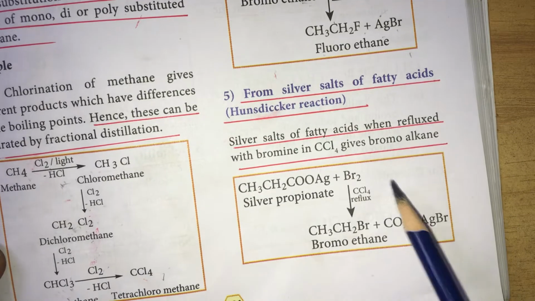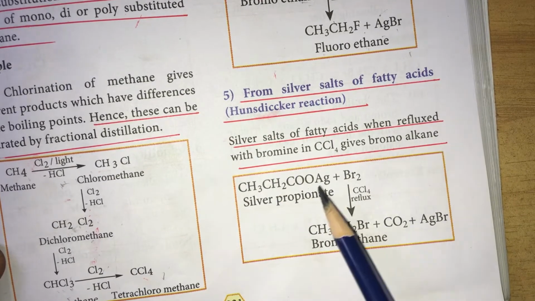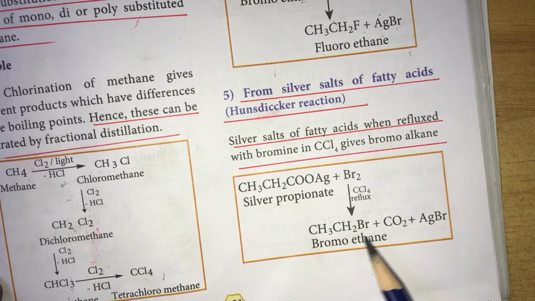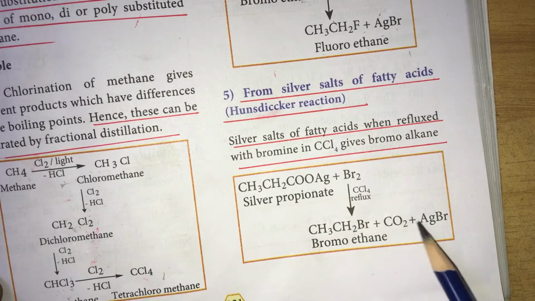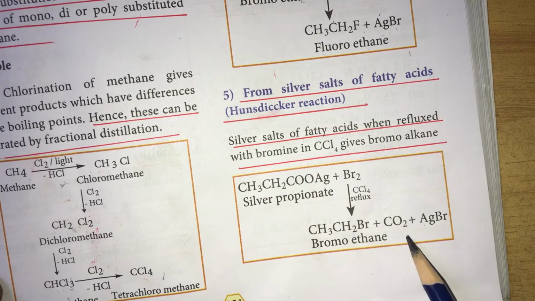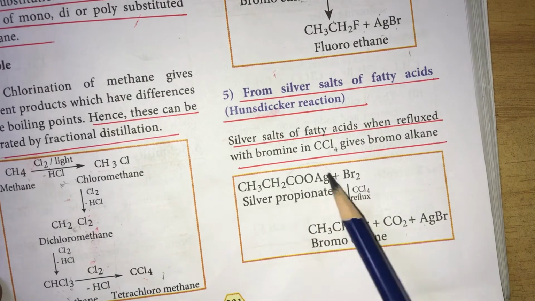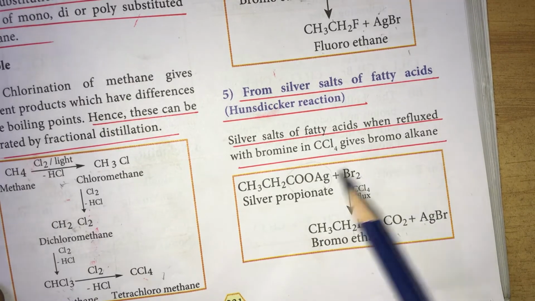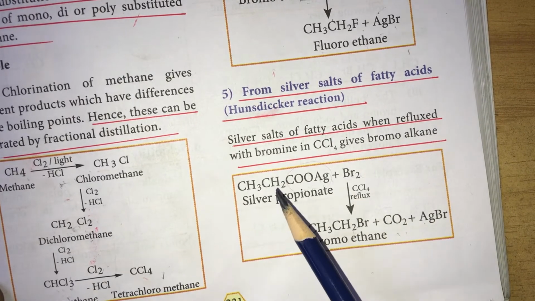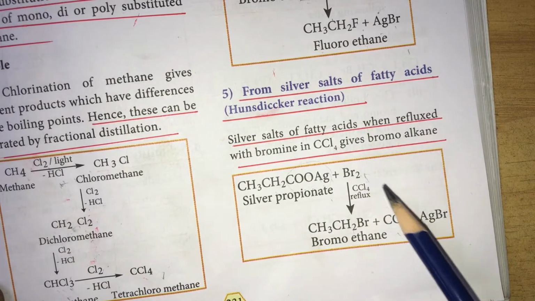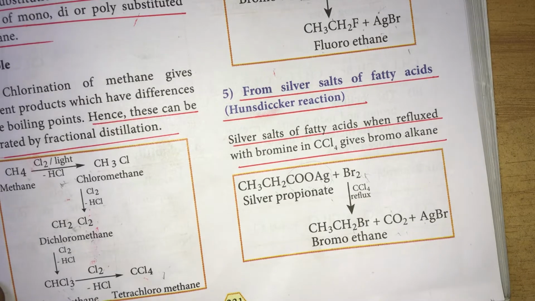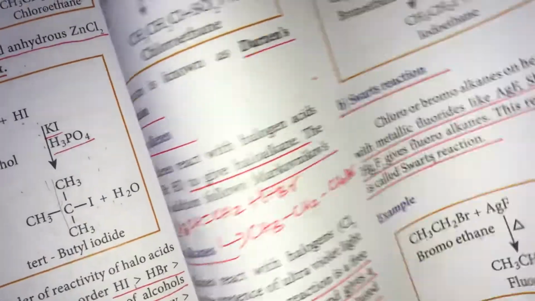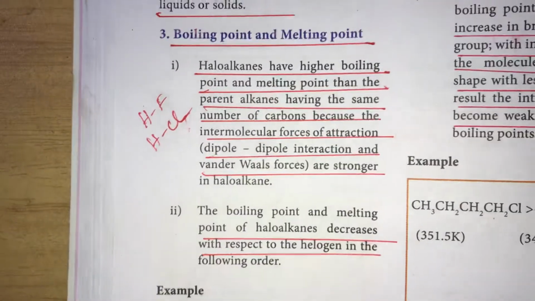Next one is the Hunsdiecker reaction, where the silver salt of a fatty acid reacts with bromine in the presence of carbon tetrachloride. It gives bromoethane. Ag and Br react to form AgBr, the carboxyl group is removed as CO2, and bromine gets substituted in its place, forming bromoethane. This is called the Hunsdiecker reaction. So this is another reaction for preparing one type of halogen compound from another.